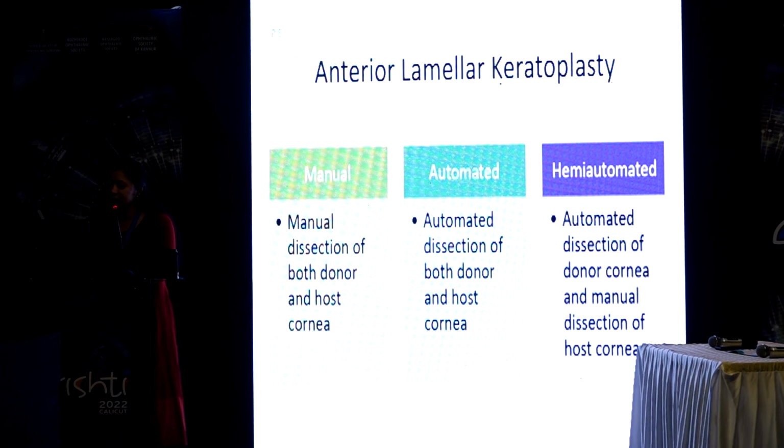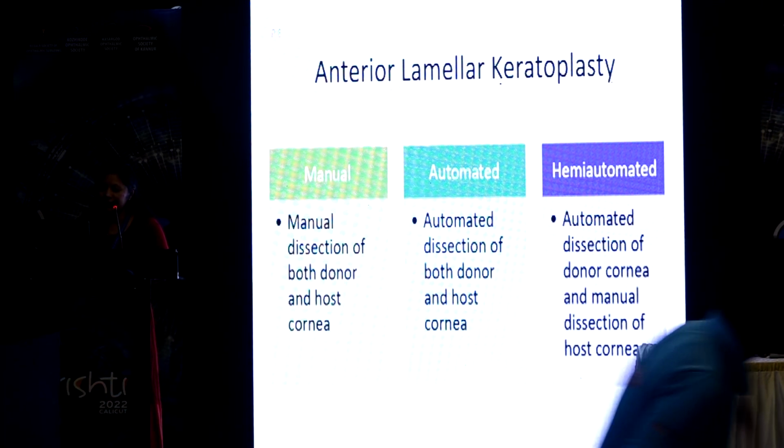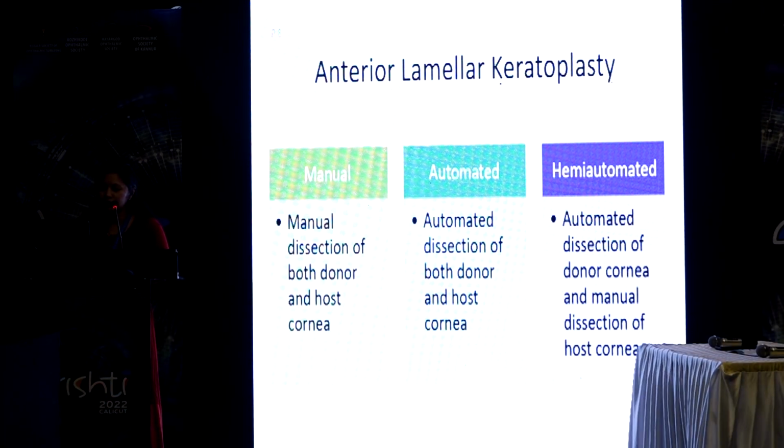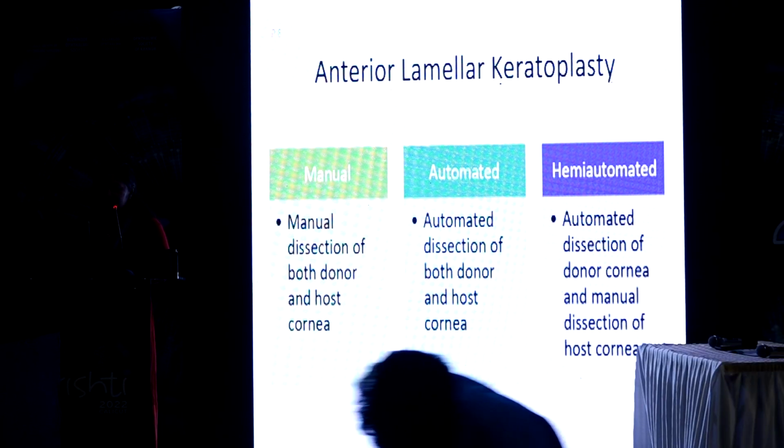Anterior lamellar keratoplasty can be manual, automated or hemi-automated. As the name suggests, in manual, dissection of both donor and host cornea will be done. In automated, it will be automated dissection. In hemi-automated, automated dissection of donor cornea and manual dissection of host cornea will be done.